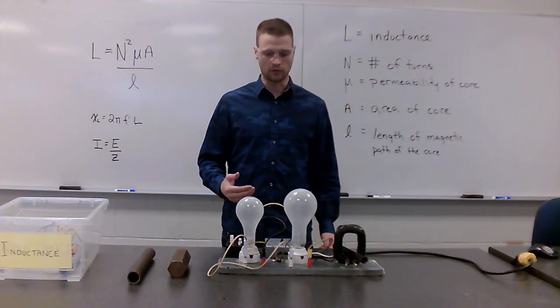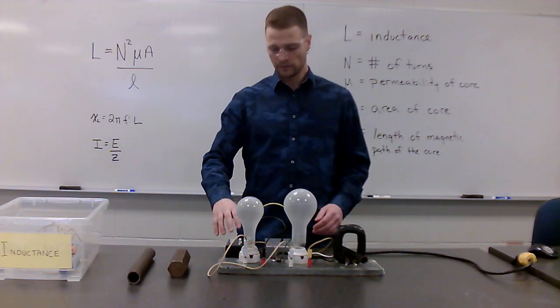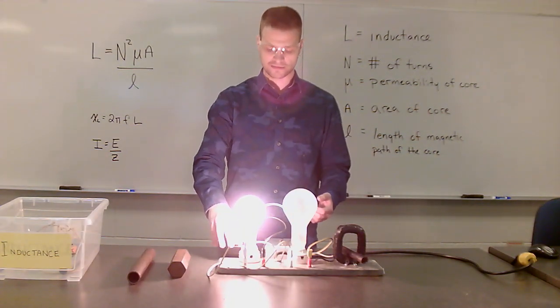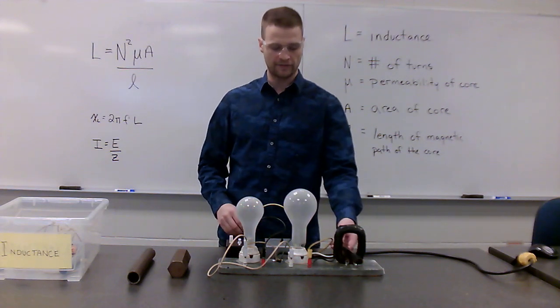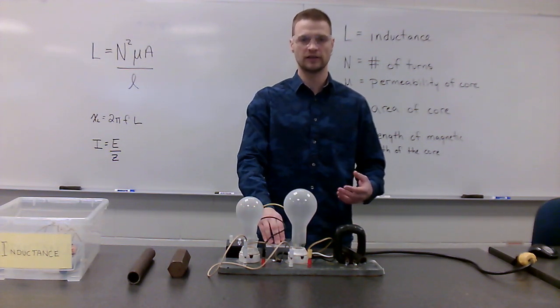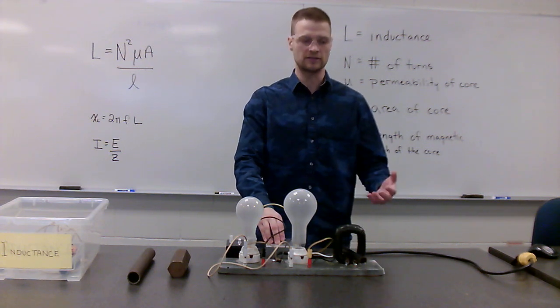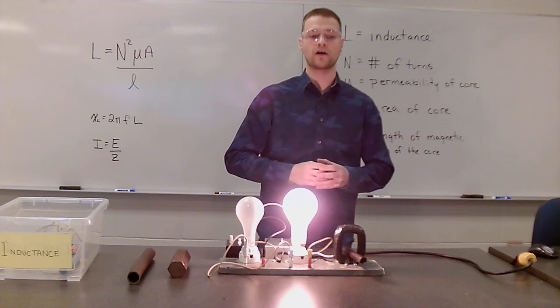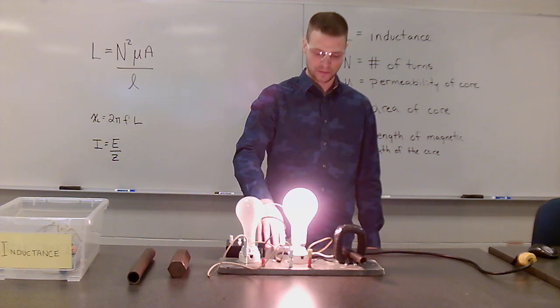So, comparing to the first one, we are going to turn on our standard light first, nice and bright, nice and fast. But when I have an inductor with a coil, I'm going to be opposing that change in current. It's going to come on slower, and it's not going to get quite as bright.